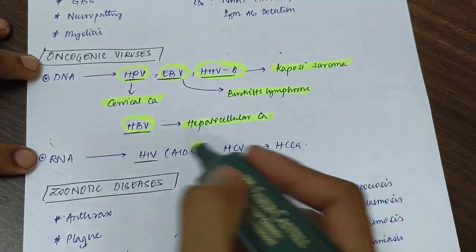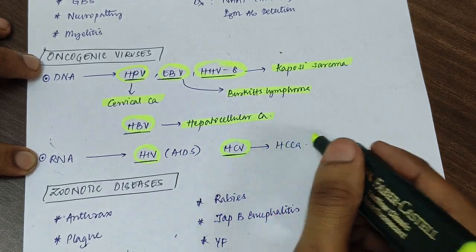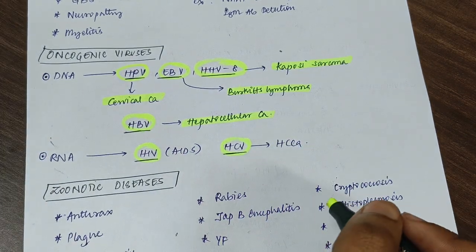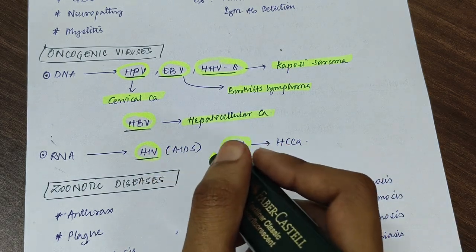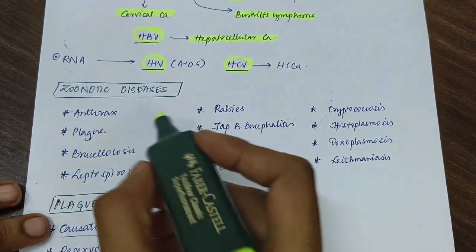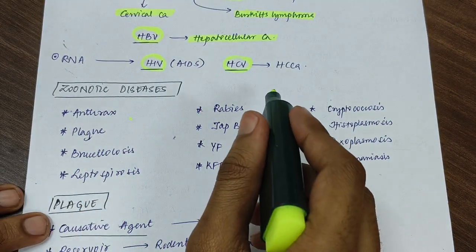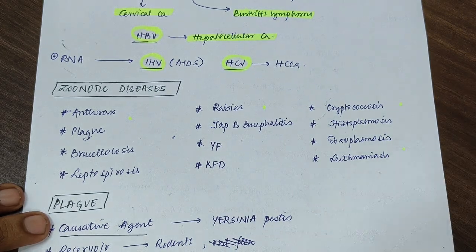Next, RNA oncogenic viruses are HIV causing AIDS and HCV causing hepatocellular carcinoma again. Lymphoma, basically HIV will cause lymphomas. Zoonotic diseases: these include bacteria, viruses, fungi, and parasites.